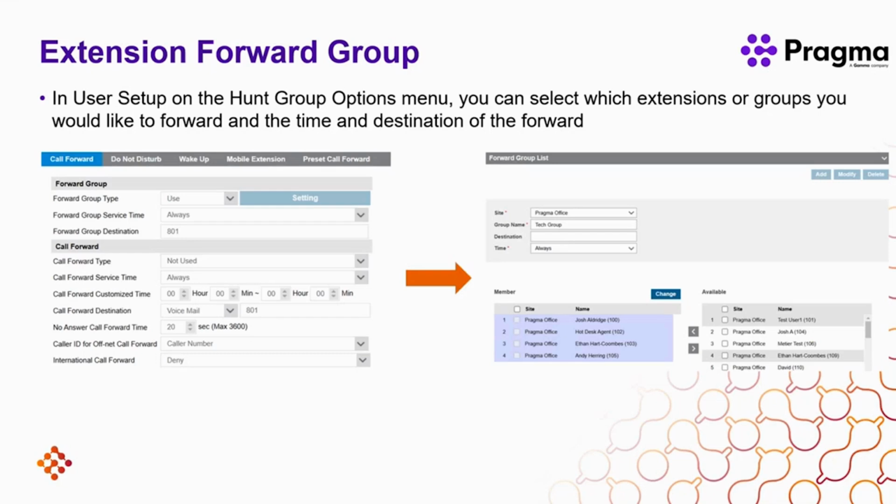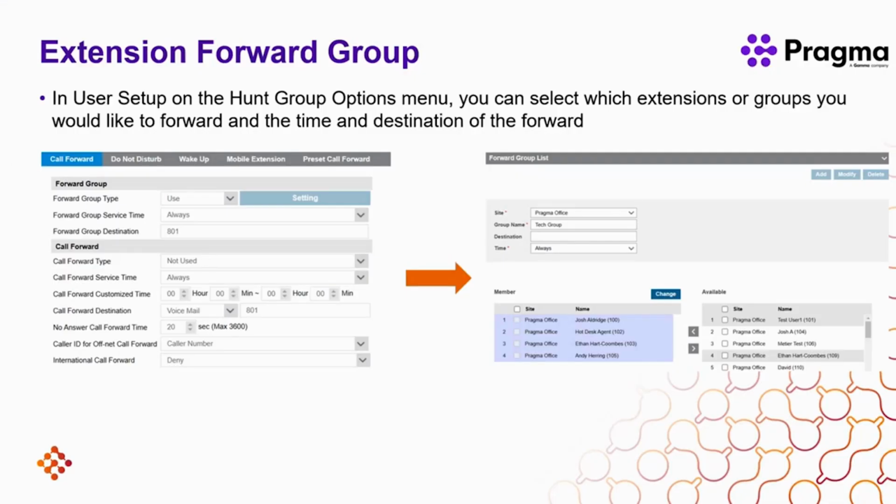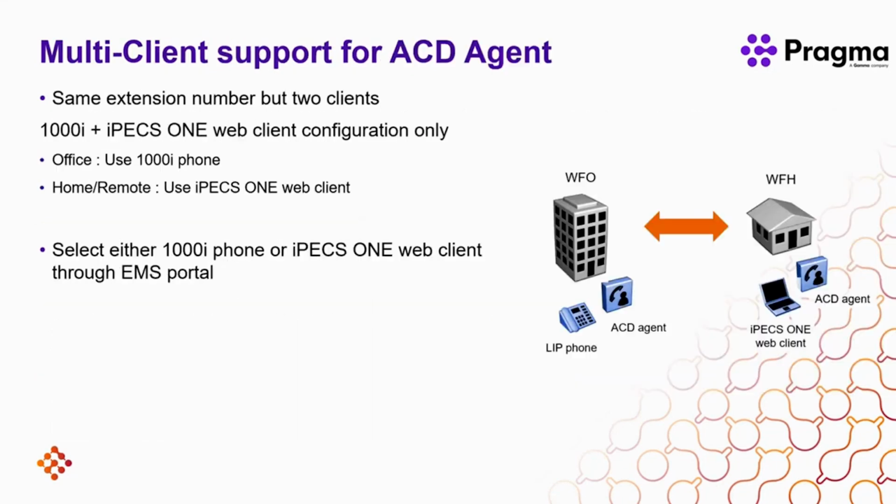So I'm just looking at some of the questions in the chat. Can you assign a name against the outgoing caller ID? Let me just go back a few slides. I don't know if I've got a screenshot in here of that.